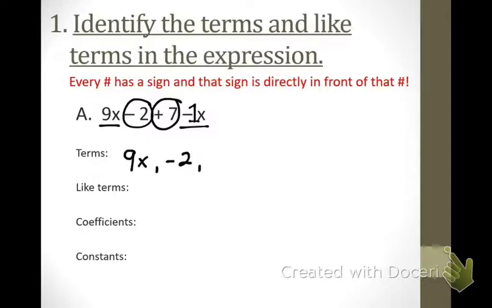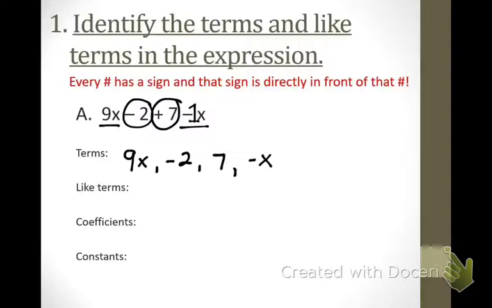What's the next term reading from left to right? A plus 7. You could put the plus if you want, or it's understood. You don't have to. And the final one is a what? Negative x. You can put negative 1x or just plain old negative x. It means the same thing. So those are the terms.